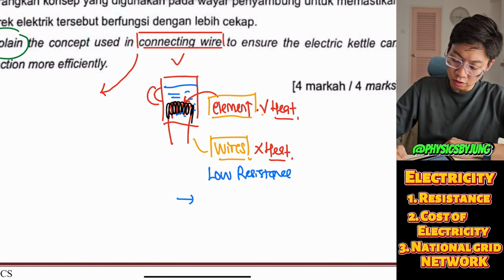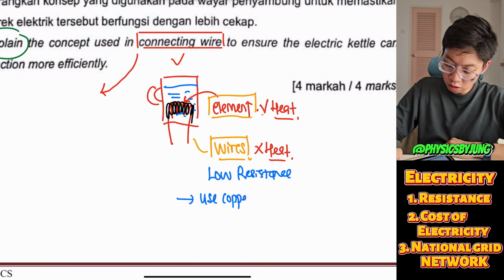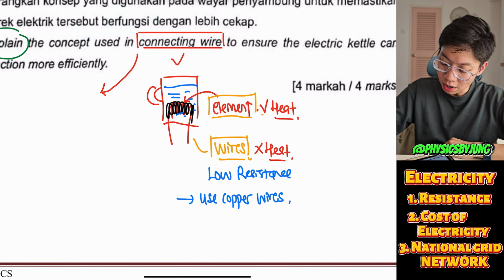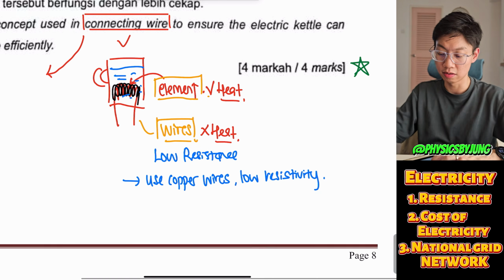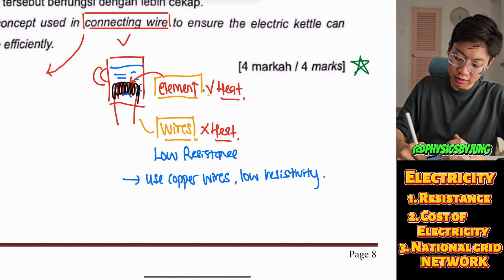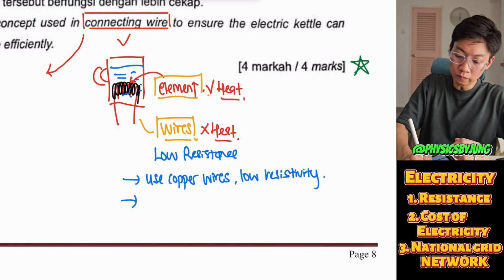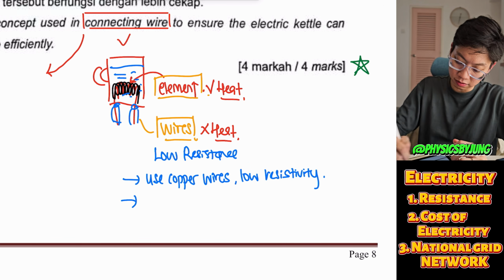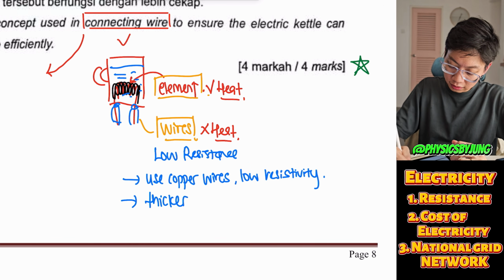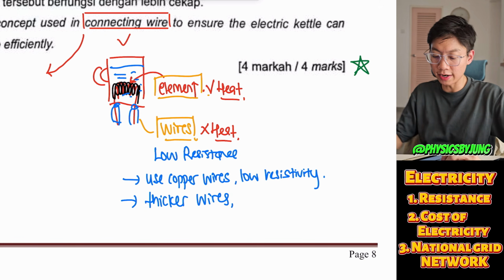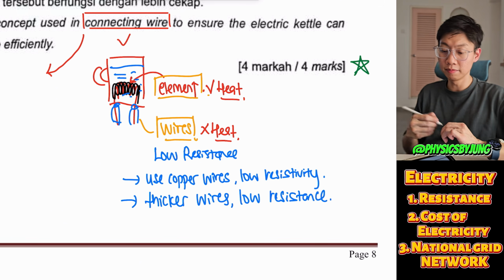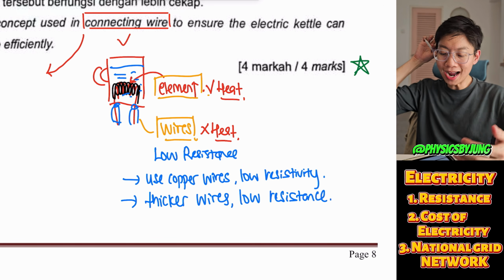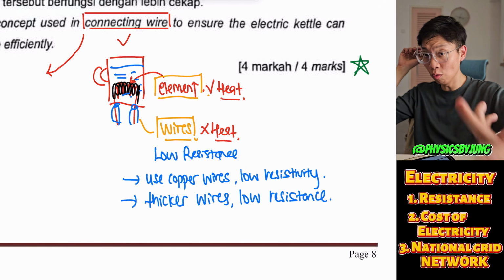So number one, we will say that we will use copper wires. Why? Because it has low resistivity. Number two, for the outside wire, we will try to use thicker wires. Why? So that it has lower resistance. Now, why do I want to have lower resistance?